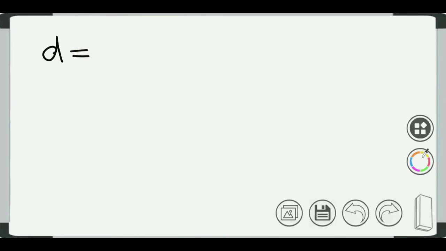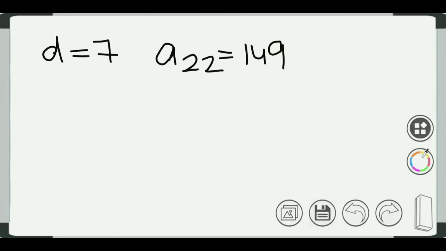D is equal to 7. Common difference is given in the question. Okay, 22nd term is also given. That means A22 is also given in the question as 149. You need to find S22. A22 is given. You need to find S22.